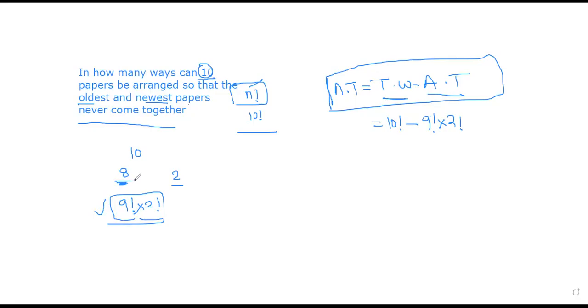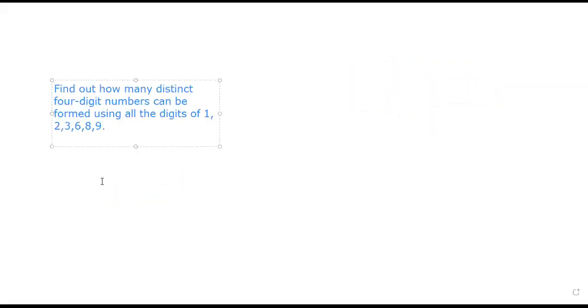Because 8 papers are there. 8 papers mean how many positions? 9 positions. Clearly I explained it before also. And this 2 can be written in 2 factorial ways. Okay. And now I want to move to another question. Very important, all these things. Try to note each and every point I'm telling you. Okay. My next question is available for you.